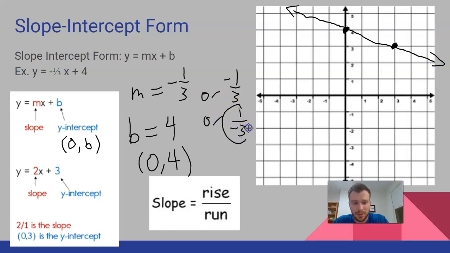Alright, so now check this out. What if I used this slope instead? What if I went up 1, so the rise is positive 1, up 1, and then to the left 3. The run is negative 3. So up 1, left 3. 1, 2, 3. Well, that just ends up being another point on that line. Okay, so whichever way you decide to go to plot that second point is okay, as long as you're using the right method.